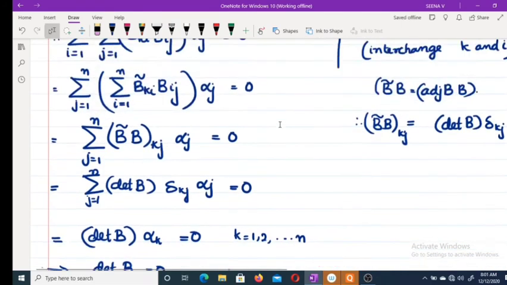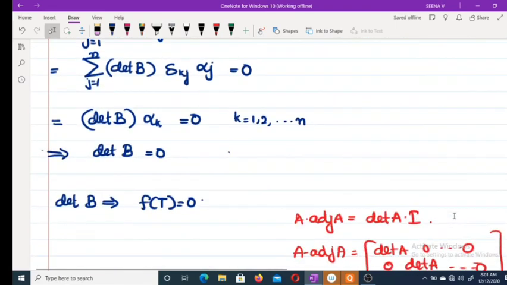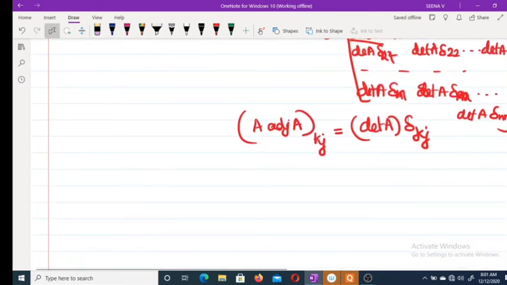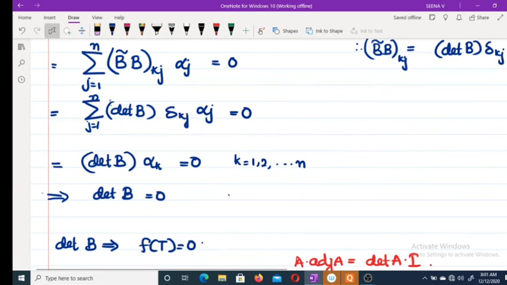Okay, just remember this. Therefore, here B tilde into B is actually adjoint of B into B, which is the same as determinant B into identity matrix. Therefore, the kjth entry of B tilde into B is the same as determinant B into delta kj. Okay. Clear? So this you can write as sigma j varies from 1 to n determinant B into delta kj into alpha j, j varies from 1 to n.